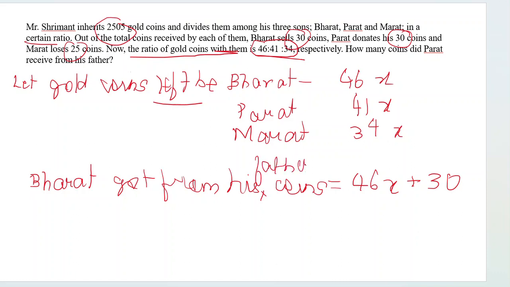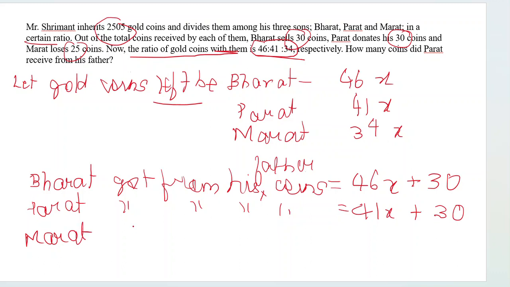These are the coins which Bharat got from his father. That means he got what is left with him plus the original 30 coins which he sold. Similarly, Bharat got from his father 41x plus 30 coins. Again, because he donates 30, before donating he had 41x plus 30. Similarly, Bharat got from his father 34x plus 25 because he lost 25.